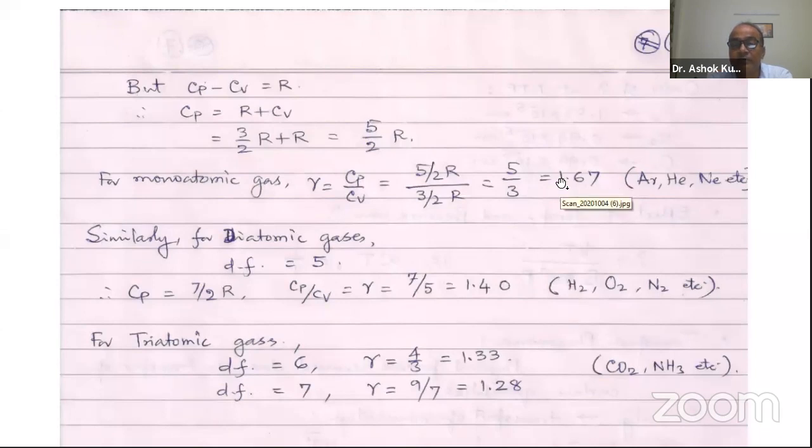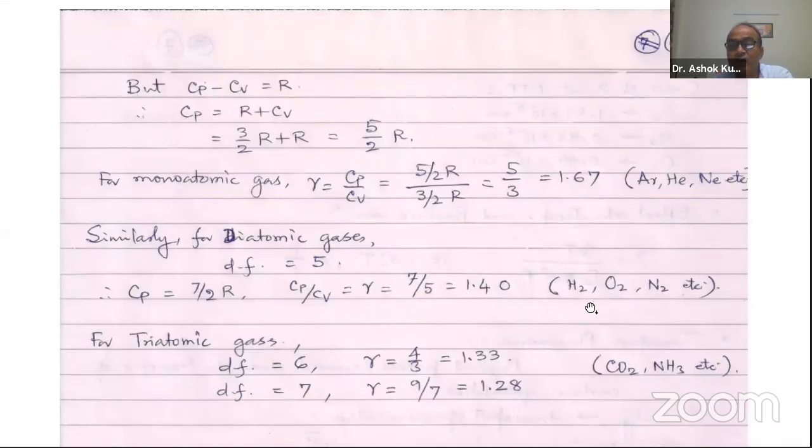Now we will discuss later on the experimental part. Similarly, if we take the case of diatomic, the degree of freedom becomes 5. In the same manner, we will proceed, and I'm not going to invest time here. Cp comes out to be 7/2 R. So Cp by Cv, which is gamma, is equal to 7/2 R divided by 5/2 R, which is 7 by 5, equal to 1.40.